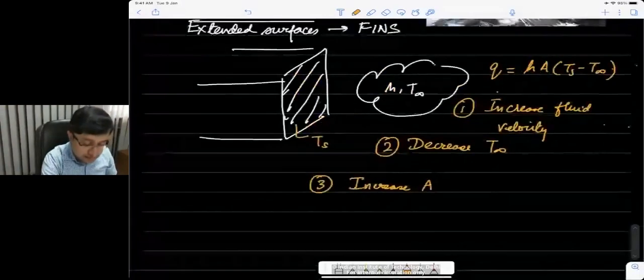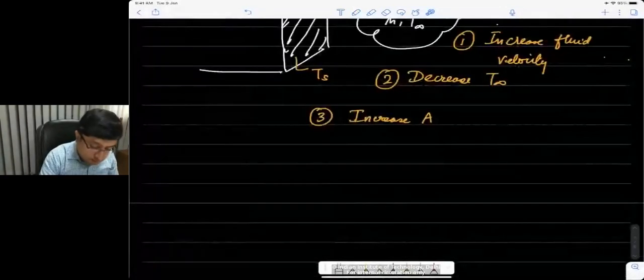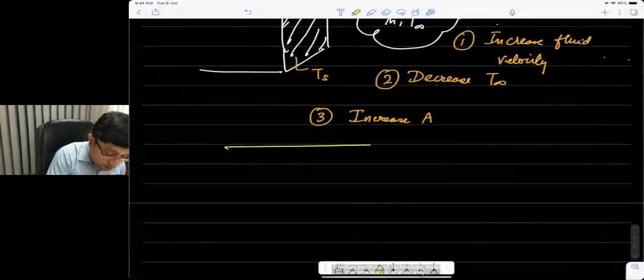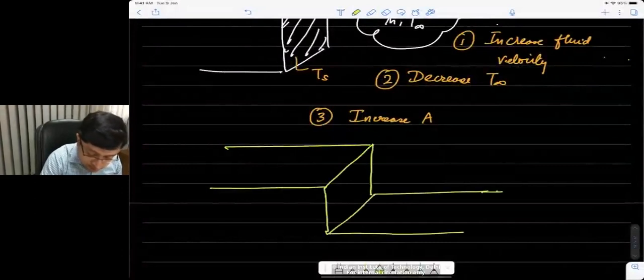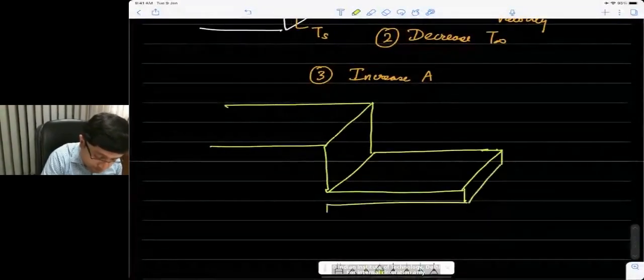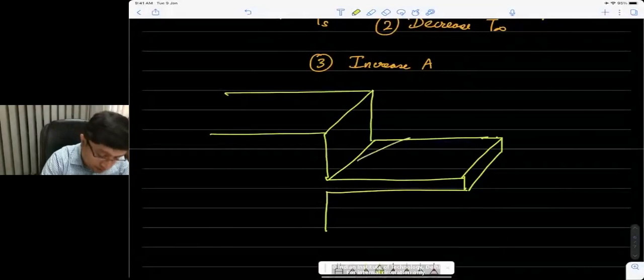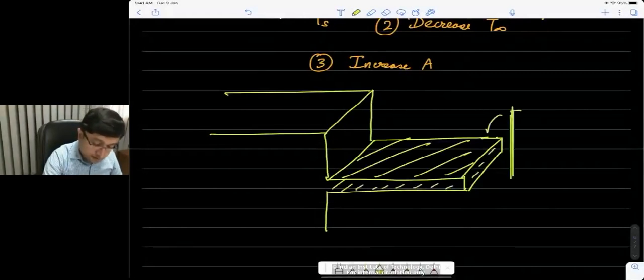So in this case of a flat surface, as I've drawn here, what we could have is a slightly altered reality. We can have maybe the solid something like this. What we can do is extend the solid a little into the fluid side, something like this. So we have this extension now, which is what we are calling a fin.